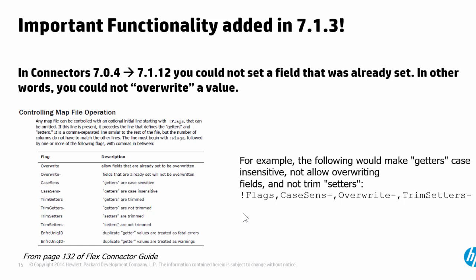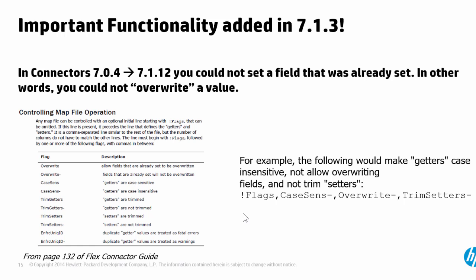Just recently, before 7.1.3 of the connector framework, you could not set a field value that was already set. So in other words, you couldn't overwrite event.name or event.destination address if it was already set. Now I learnt this lesson myself the hard way when 7.0.4 came out, and I could only get particular fields to map, like device custom string and so forth. So that was quite annoying.